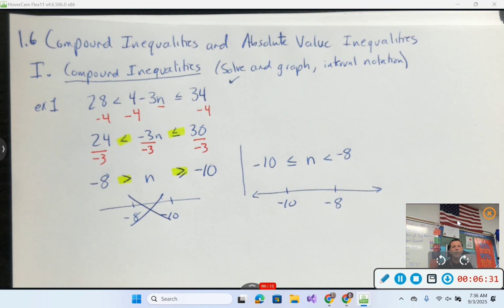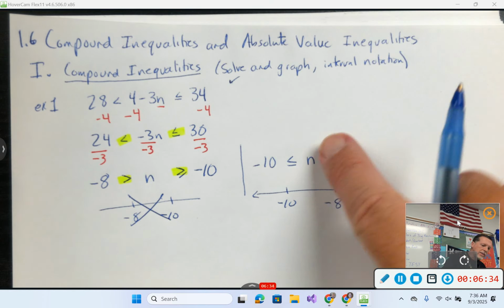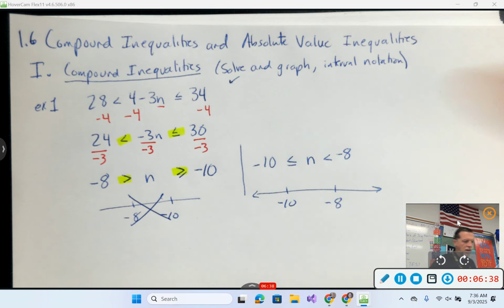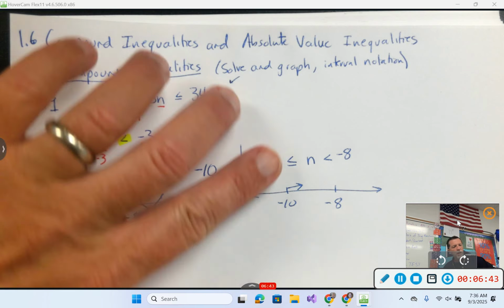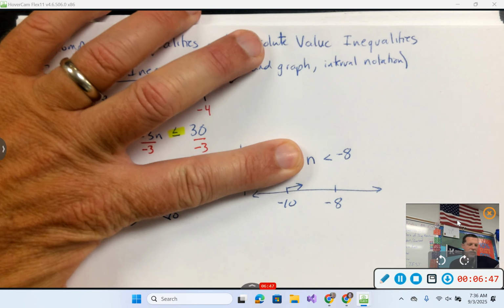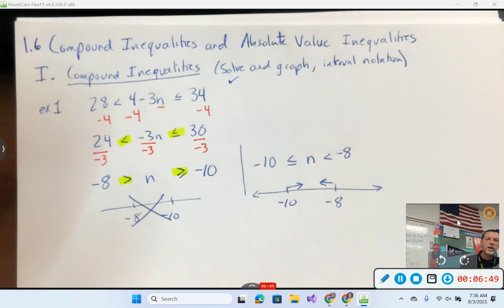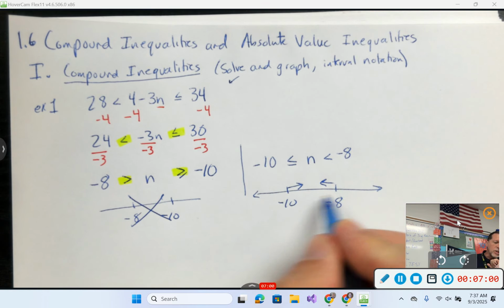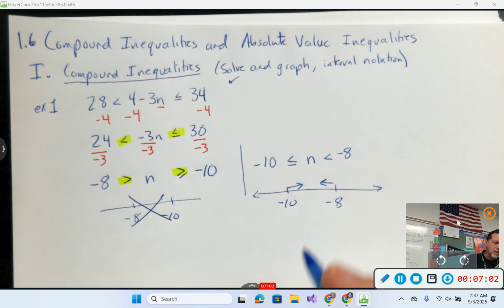Okay, I want numbers where my n's are bigger than negative 10. So that'd be this way. But I also need them to be smaller than negative 8. So that would be that way. Creates a line? Yeah, kind of. I wouldn't say a line if you want to use a geometry word. It's more like a line segment, right? Because it's only the stuff between negative 10 and 8.